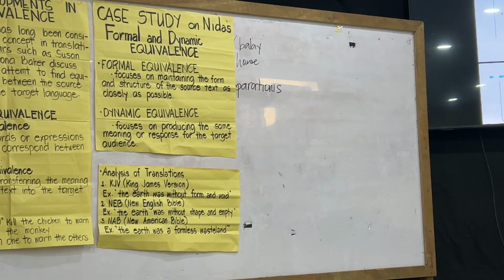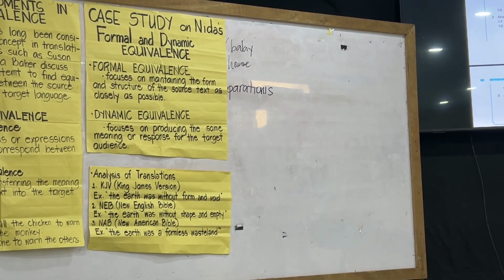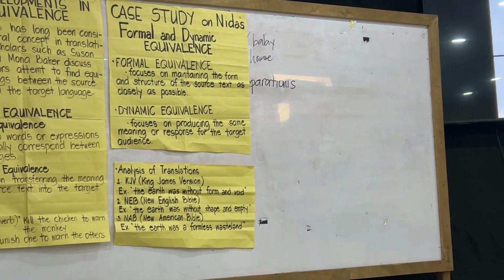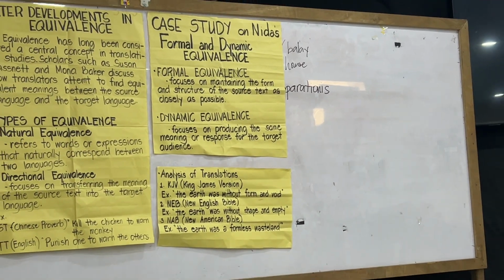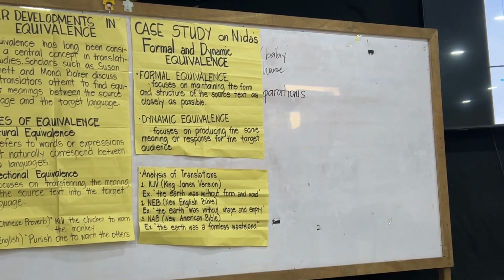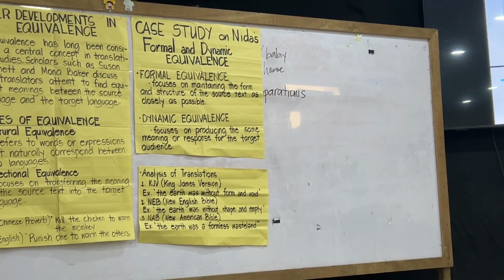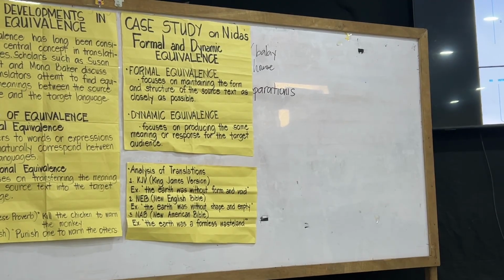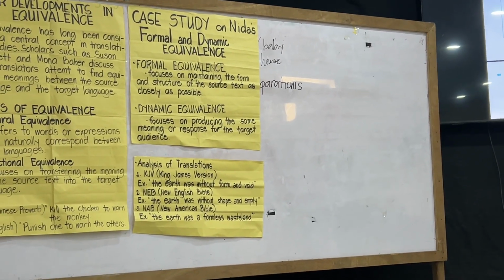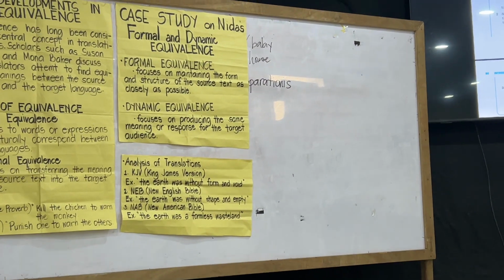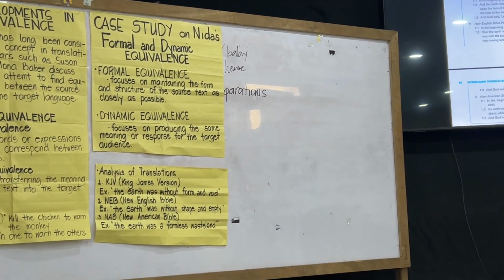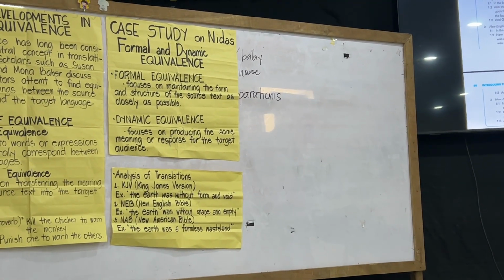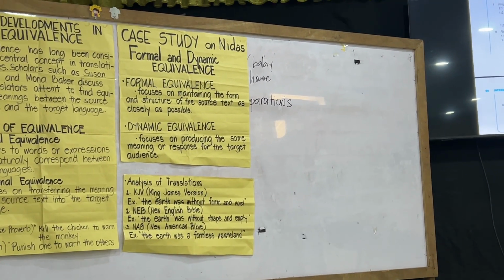The case study compares three translations from the King James Version, New English Bible, and New American Bible. These translations show different approaches to equivalence. And now let's move forward to the analysis of translation. By the way, the focus of formal equivalence is on maintaining the form and structure as close as possible to the original text. Meanwhile, dynamic equivalence focuses on producing the same meaning, but it chooses words that are more suitable for modern people. Easy to understand, right?